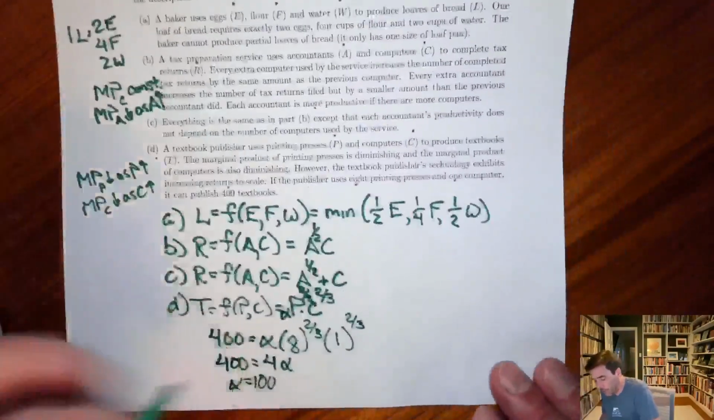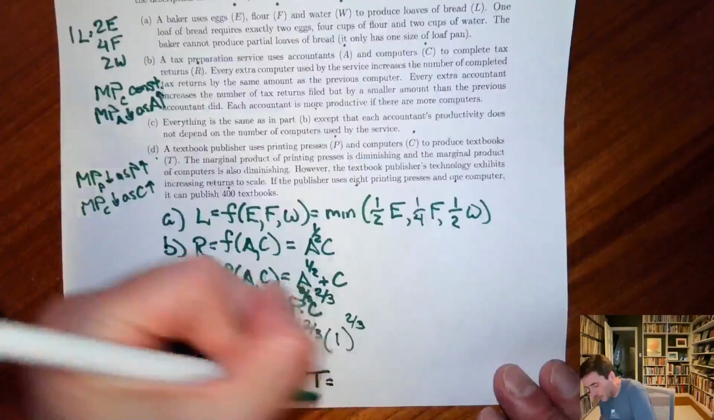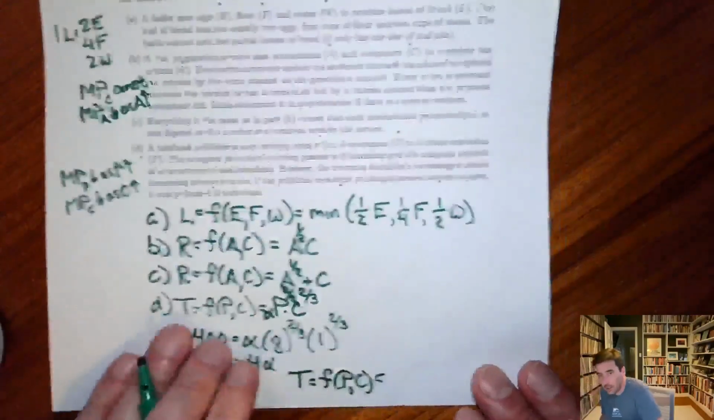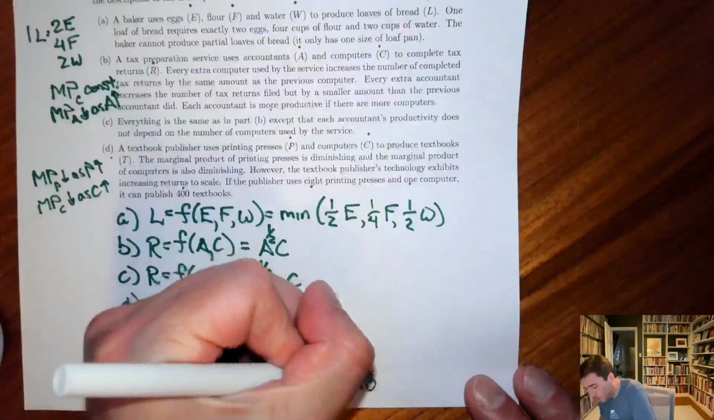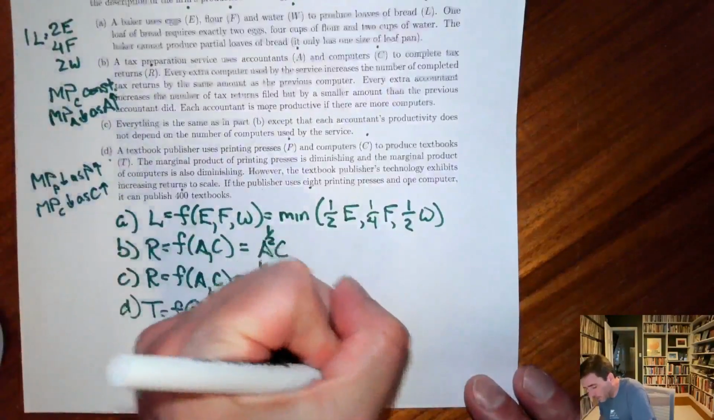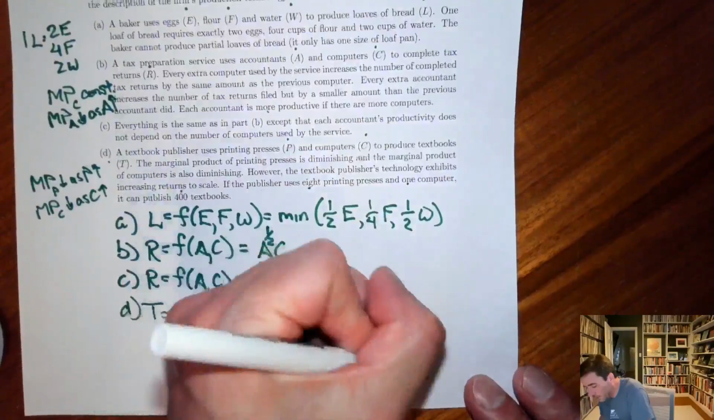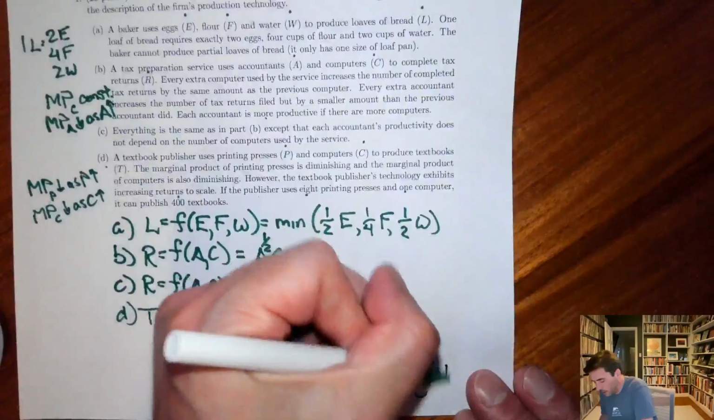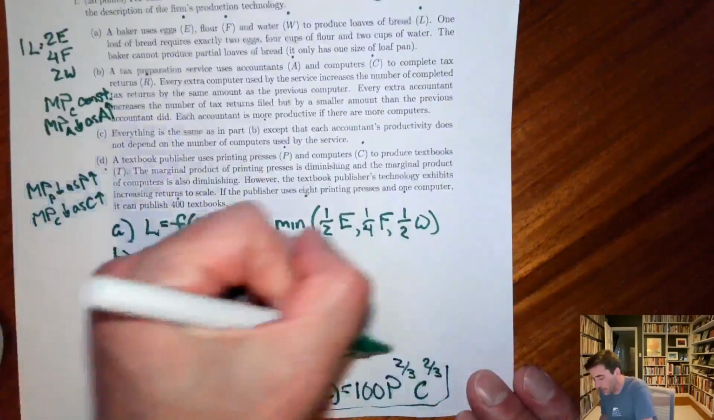And so my final production function is then going to be T as a function of P and C, and that is equal to 100 P to the 2/3, C to the 2/3. All right, and so that's my final answer.